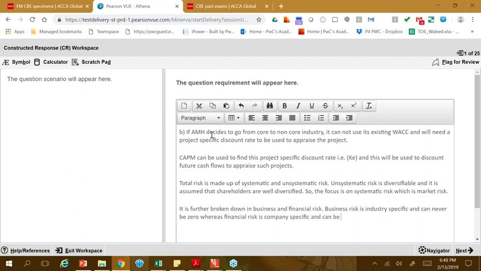and can be zero. Now notice here, I am going to still talk about the project-specific discount rates, but because the examining team asked me in this question to focus on systematic risk, business risk, and financial risk, therefore I am also talking about that. What I have written so far here is worth up to 4 marks. So 4 brief paragraphs, 4 marks.